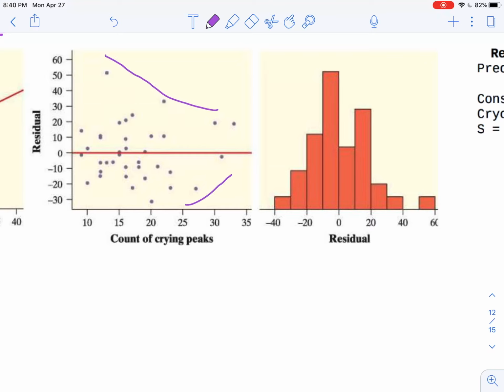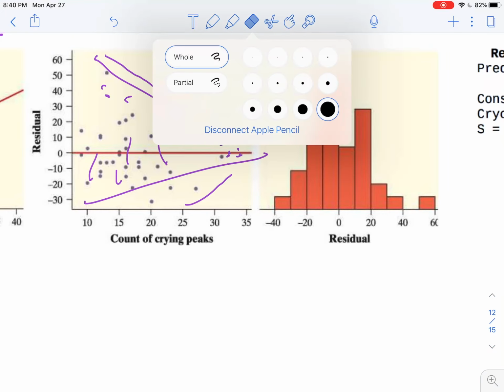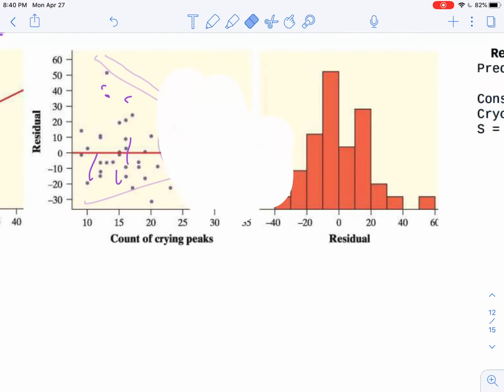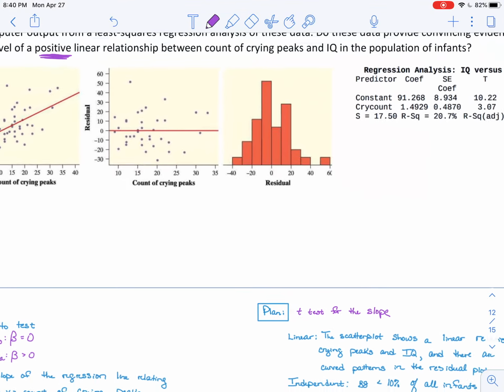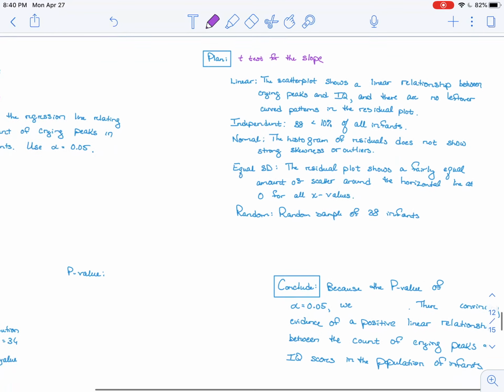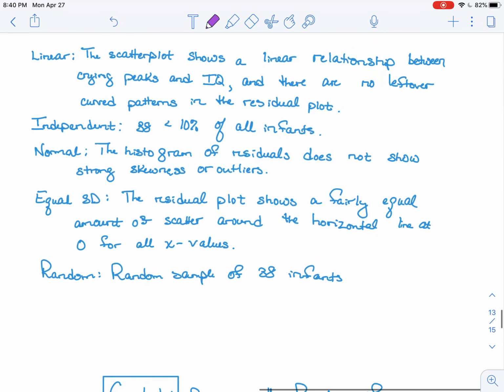For the equal standard deviation, the E part of LINER, what we see here is, for the most part, some similarity. Now, it ever so slightly starts shrinking, but it's not dramatic enough where there are all these dots and then teeny tiny little ones. That's not really what it looks like. Because it's close enough, we're just going to say that it shows a fairly equal amount of scatter around this horizontal line for all x values. It's good enough. And then R is always random.